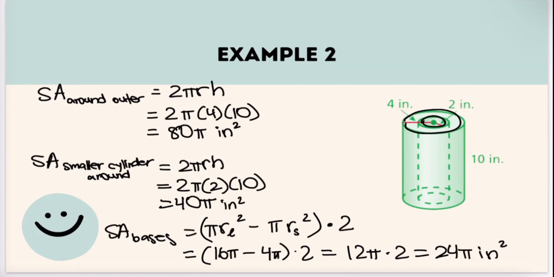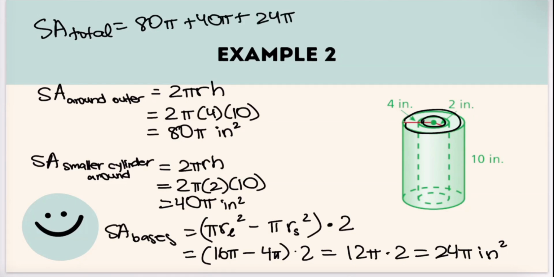So then to find the overall surface area, we're going to add all those up. So we had 80 pi plus 40 pi plus 24 pi. And so overall, that is going to be 144 pi square inches. And there we go.